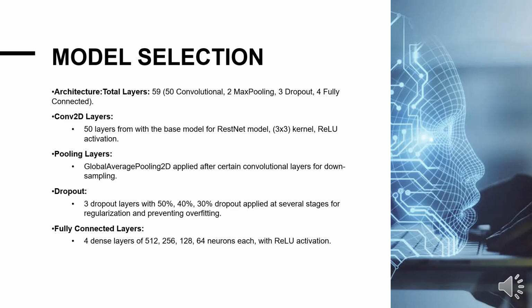There are 3 dropout layers with 50%, 40%, and 30% dropout applied at several stages for regularization and preventing overfitting. There are 4 dense layers of 512, 256, 128, and 64 neurons respectively, with ReLU activation. And the last layer, the output layer, has 4 neurons to match the number of classes, with softmax activation for classification.